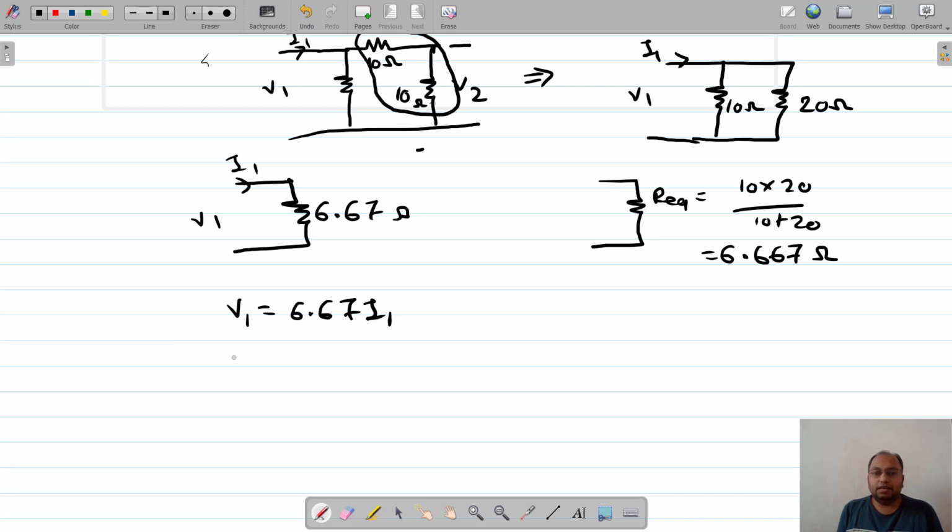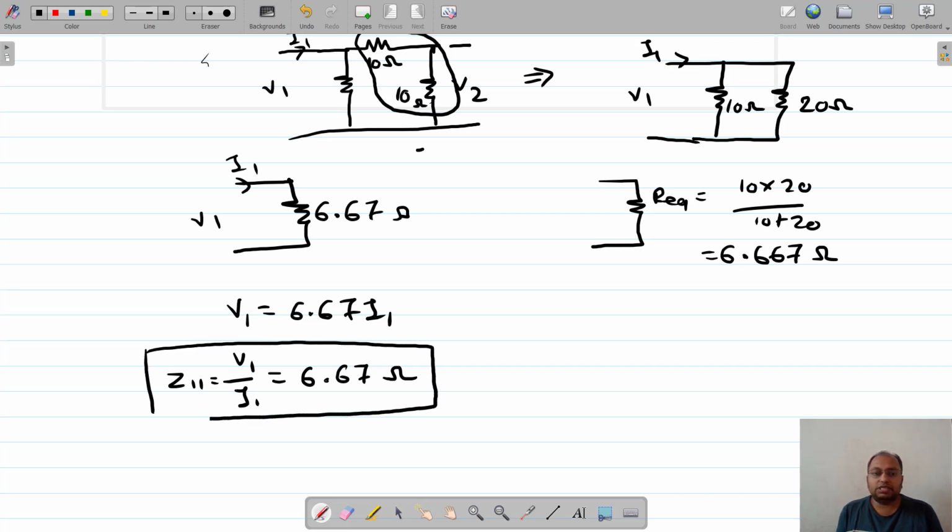Then let us take I1 to the left hand side. So I'll get Z11 as 6.67 ohms. This is my Z11. Are you getting it? So I've got this as 6.67 I1. Is that fine?